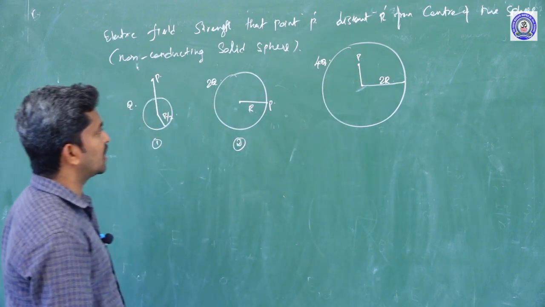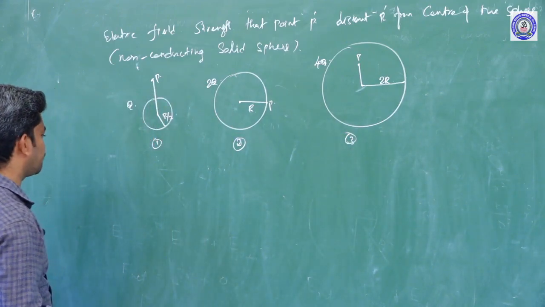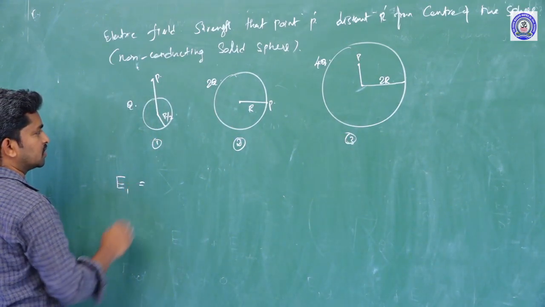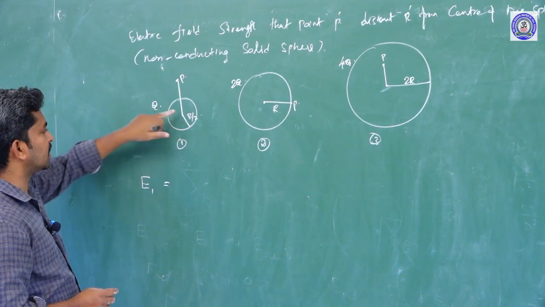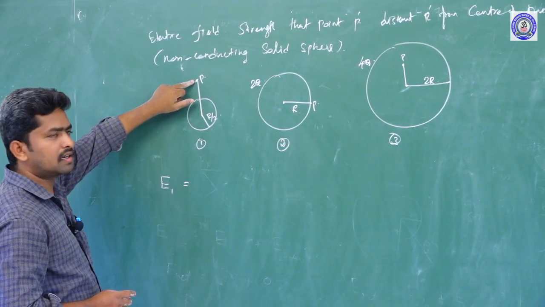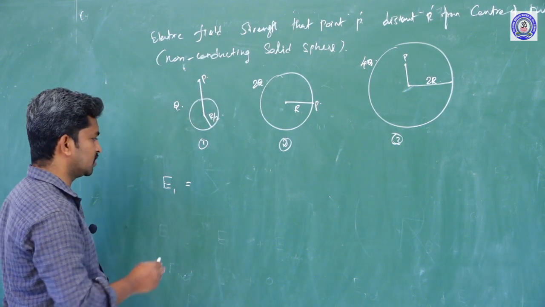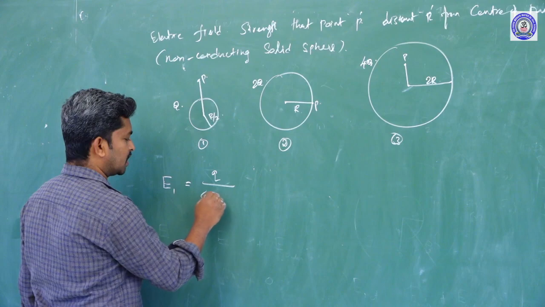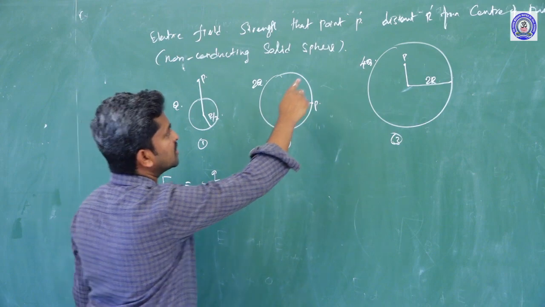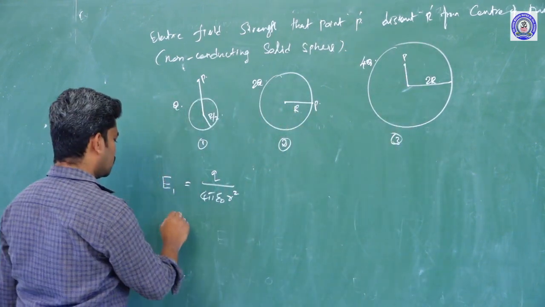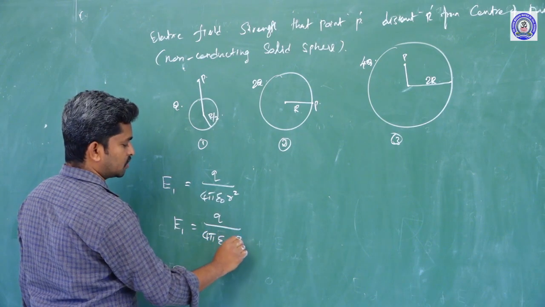So what is the electric field of the individual spheres? The first one: E1, the net charge is Q, the radius is R by 2, and the point P is outside the sphere. You know well that for a non-conducting solid sphere, the electric field outside is Q divided by 4 pi epsilon naught R square, where R is the distance of point P. So E1 is equal to Q divided by 4 pi epsilon naught R square.